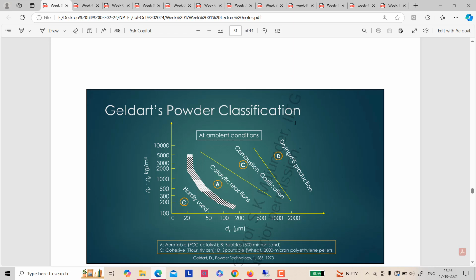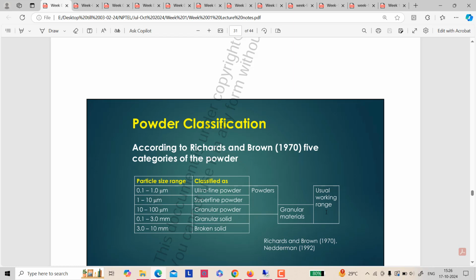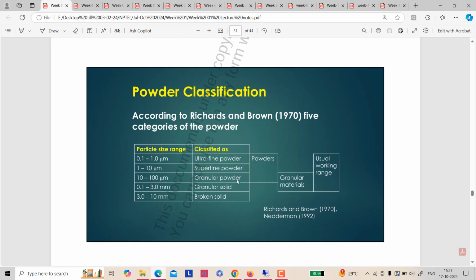So here are A, B, C, D. A is the aerable particles, B is the bubbles, C is the cohesive particles, and D are the spoutable particles, which are of bigger size. C is the fine particles, and B and A come in between them. So the size of the powders, different types of powder, ultra fine, super fine, granular powder, granular solid, broken solid, all are given.